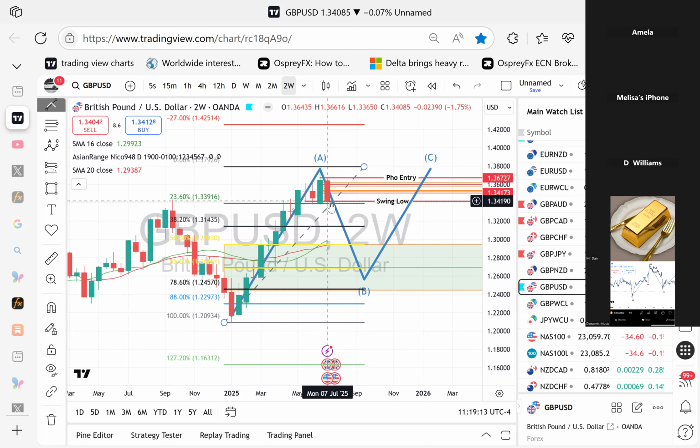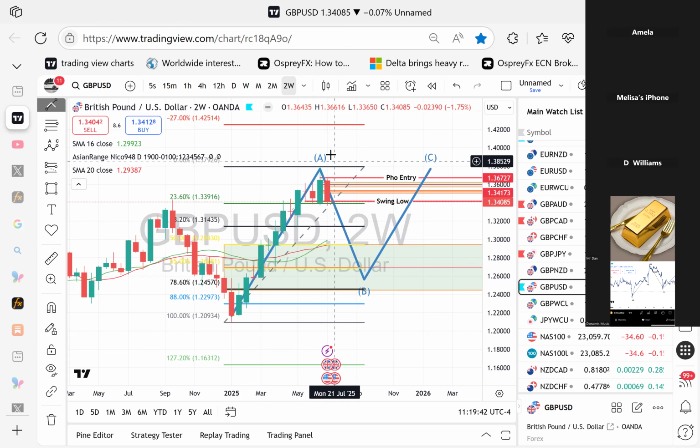Is price in premium or discount? Exactly. Price is in premium, right? Because price is above this 50% mark. Y'all see the 50%? So price is in premium. The only thing that we can do from premium is take sells. If you understand that as a trader, you're going to make a lot of money. If you don't understand that, you're going to get beat up.